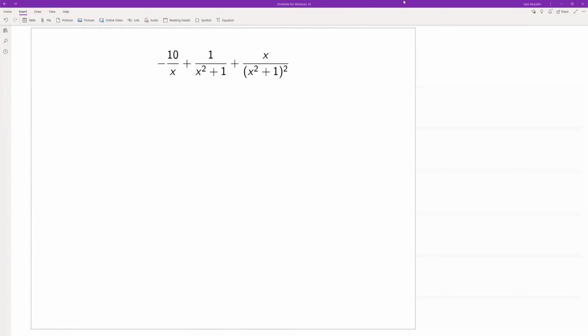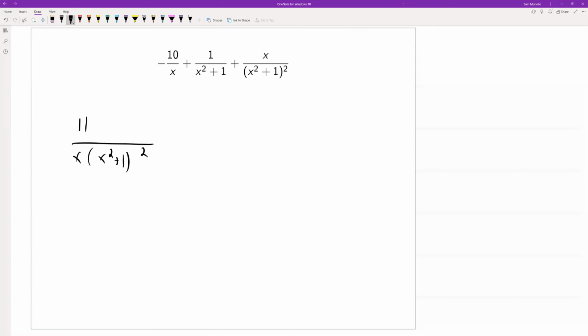And here's the idea. If we wanted to add these fractions together, we know how we would do it. We would need a common denominator. Here, see that I have a factor of x and a factor of x squared plus 1, which is repeated twice. So the common denominator would be x times (x squared plus 1) squared.